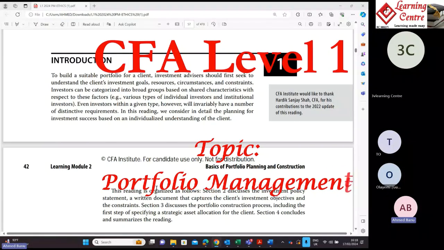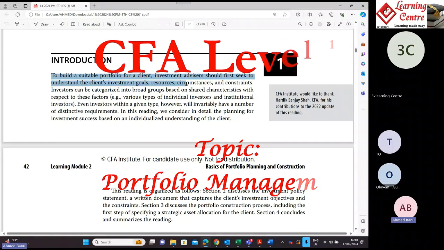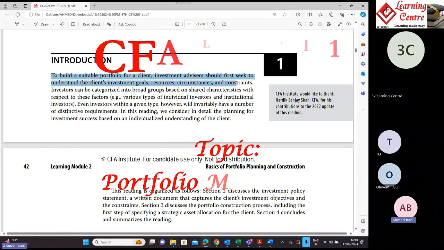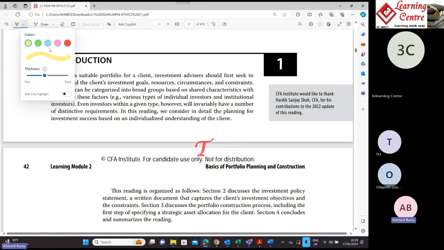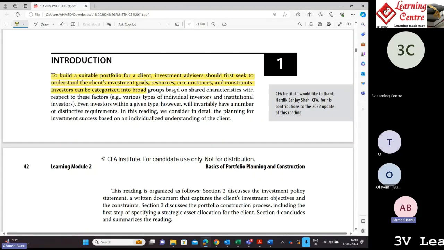So like I said, when we did the portfolio management overview, the most important step in the portfolio management process is portfolio planning. The curriculum says, to build a suitable portfolio for a client, investment advisors should first seek to understand the client's investment goals, resources, circumstances, and constraints. Very important. You cannot overemphasize this. It is too important, which is why the essential foundation to your portfolio is planning.